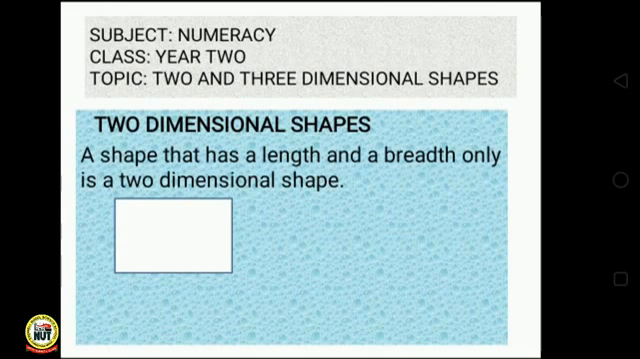Now you can see the rectangle there. It has the length and the breadth, just exactly what I asked you to do on your workbook or on a sheet of paper when I asked you to draw a rectangle. The longest side is the length, the shorter side is the breadth, isn't it? Any shape that has length and breadth only is classified under two-dimensional shapes.